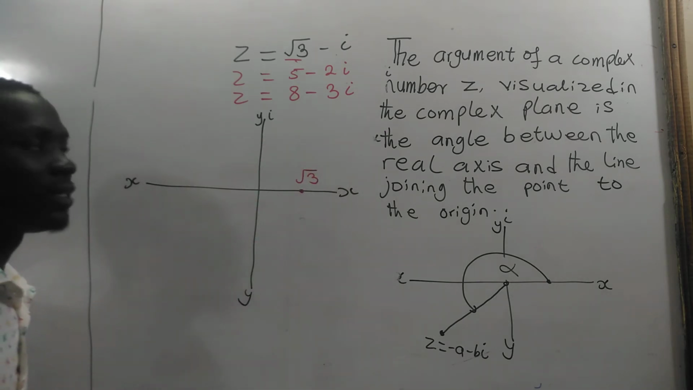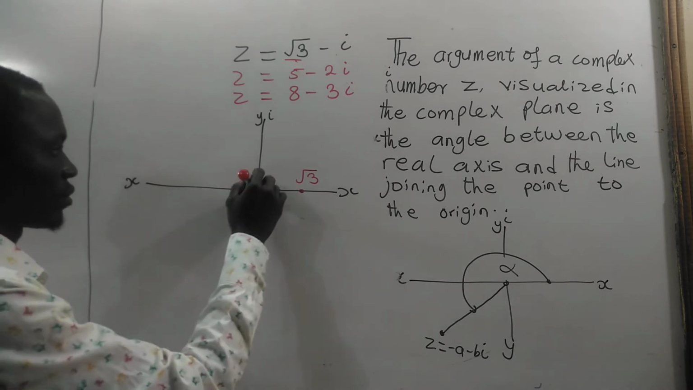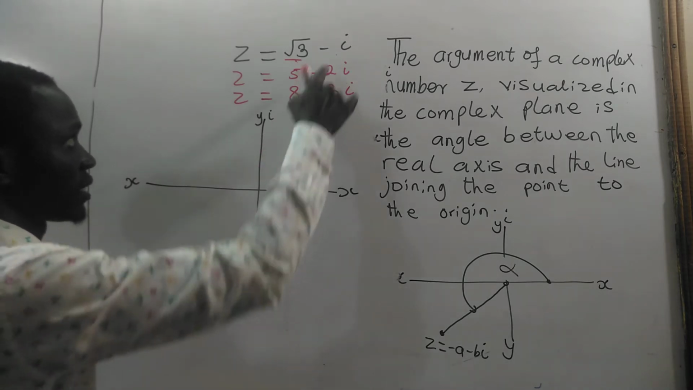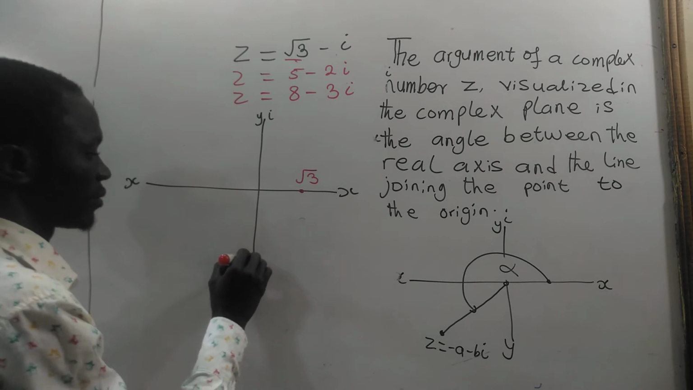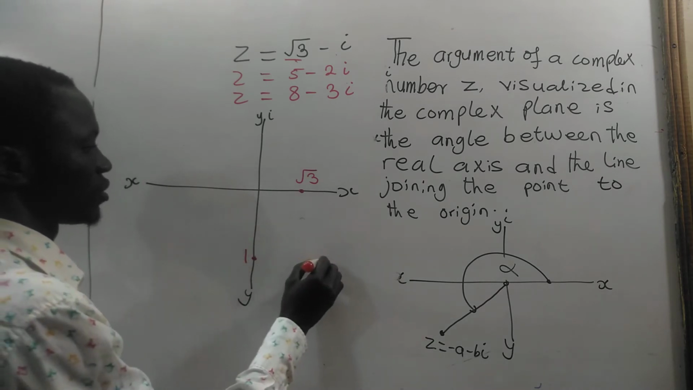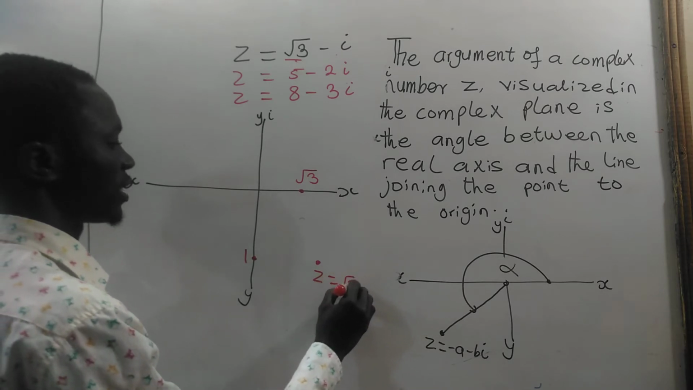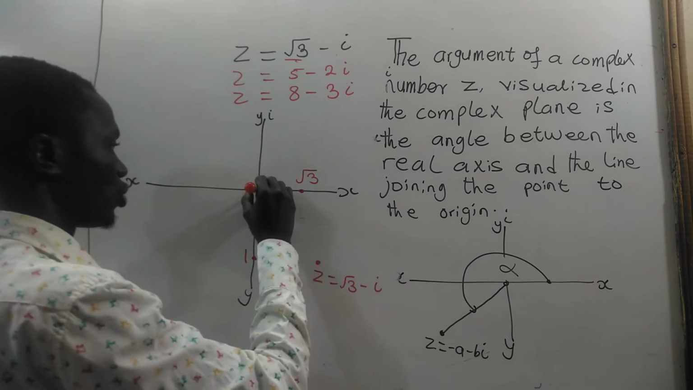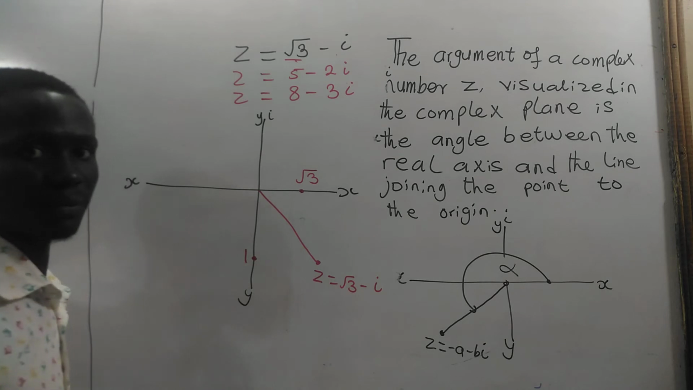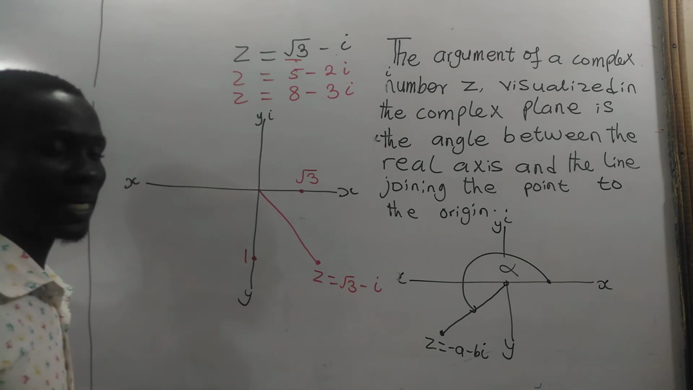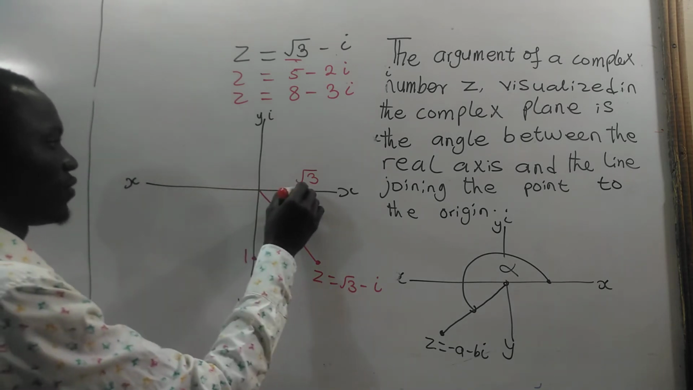And the imaginary part is negative. So this is the negative imaginary part, and it is 1. So we put 1 here. So if we visualize z to be at this point, we have root 3 minus i. So we join the point to the origin. Very simple. And what is the angle that we are looking for? We are looking for this angle.